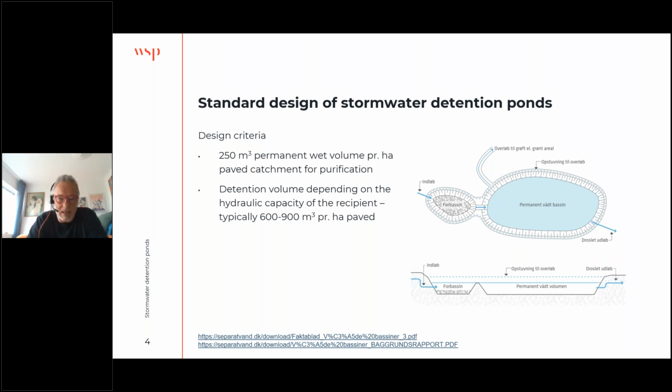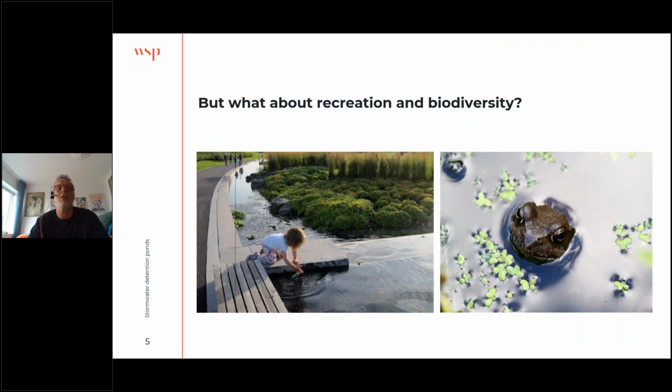I've linked in the bottom here to a fact sheet about design and a background report. They're both in Danish, but I've got good experience with converting them to Word and then using our auto-translate. They're richly illustrated, so I can just recommend to download them. Apart from this, I'll not talk more about standard design of detention ponds, but go more into how we're working with recreational values and biodiversity and nature in the ponds.